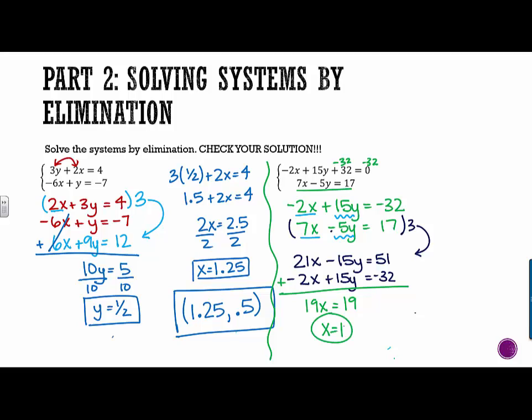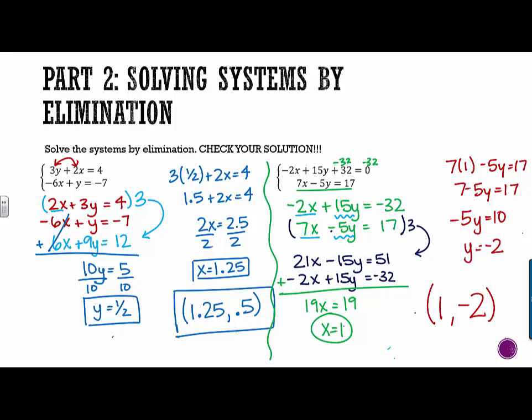And then once we know x, plug it back in to find y. And remember, it doesn't matter which one you plug it back into. Let's plug it into the bottom one, because that one looks a little nicer to me. So I'll plug it in. 7 times 1 minus 5y equals 17. If I subtract 7 from both sides, I get negative 5y equals 10. So y equals a negative 2. So my answer is 1, negative 2.